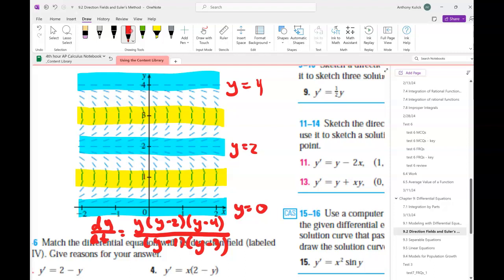Right? So if y is 0, then the slope is 0, right? If y is 2, the slope would be 0. If y is 4, the slope would be 0. If y is 1, the slope should be undefined. If y is 3, the slope should be undefined. That might be a potential differential equation that would have this slope field. You kind of see how I constructed that? Now, am I going to ask you to construct a differential equation from a slope field? No. But I would ask you, from a list of differential equations, which one matches the slope field.